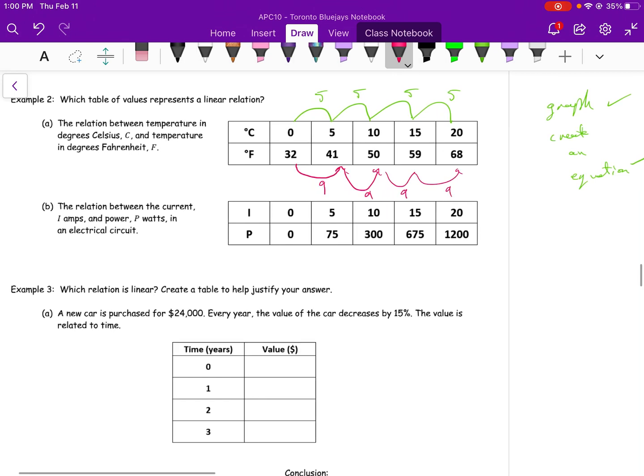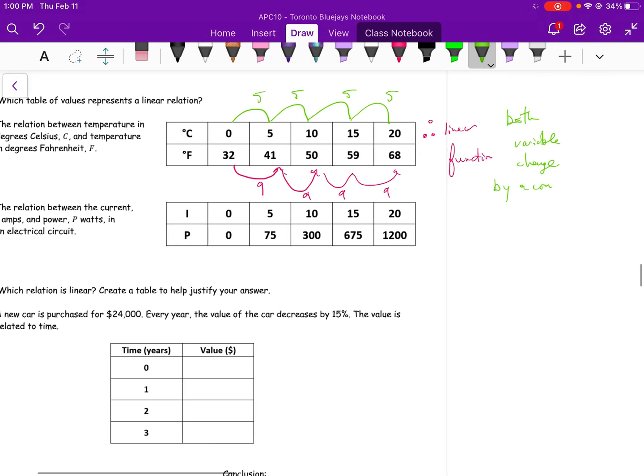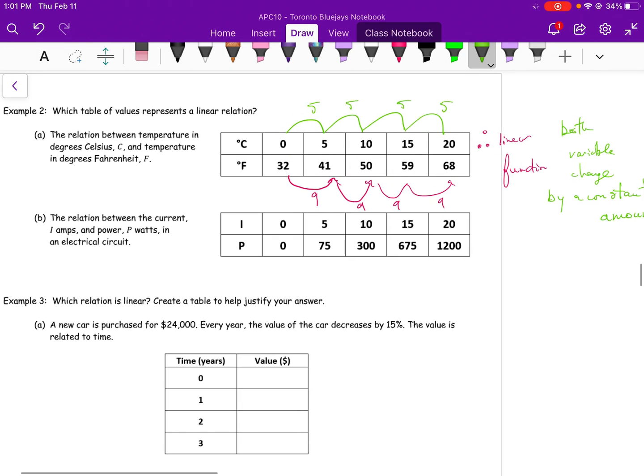So as long as the rate of change, you may want to write this down, as long as the rate of change is constant in both variables, you have a linear function. You've learned this last year. Therefore, we have a linear function. Why? Because both variables change by a constant amount. All right, so that is example 2A.